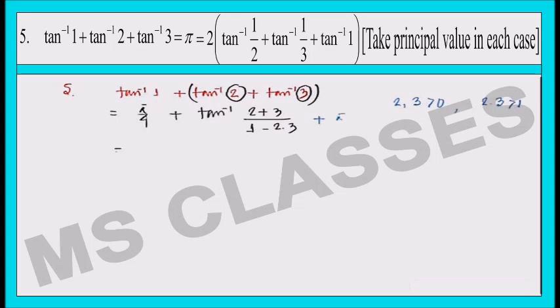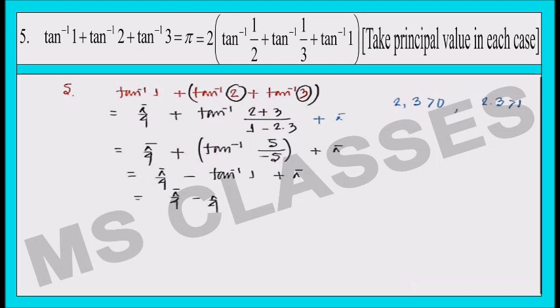Now here, pi by 4 plus tan inverse of 5 by minus 1 plus pi. Now here it is pi by 4 minus tan inverse of 1 plus pi. So you know tan inverse of 1 is what? Pi by 4 only. So minus pi by 4 plus pi. What we get? Pi. So this is the first part of this sum, when we get it as pi. Now we come to the other part.